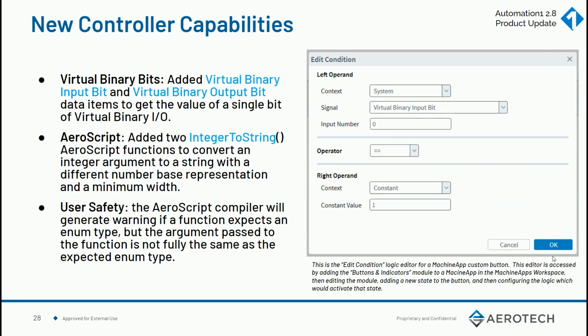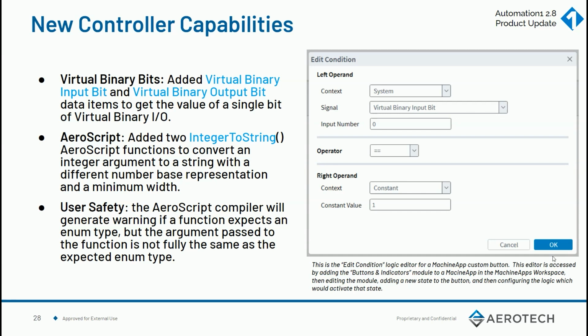More improvements on the controller side, something that we've been waiting for here for a couple releases and are excited to have are virtual binary bits. We added virtual binary input and output bit data items to get the value of a single bit of our virtual binary IO array. This is a whole mouthful, but what do you get for this?